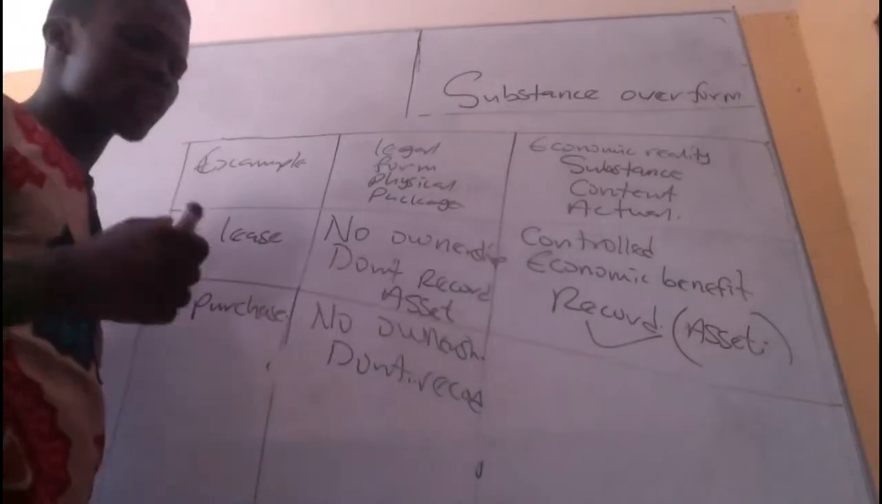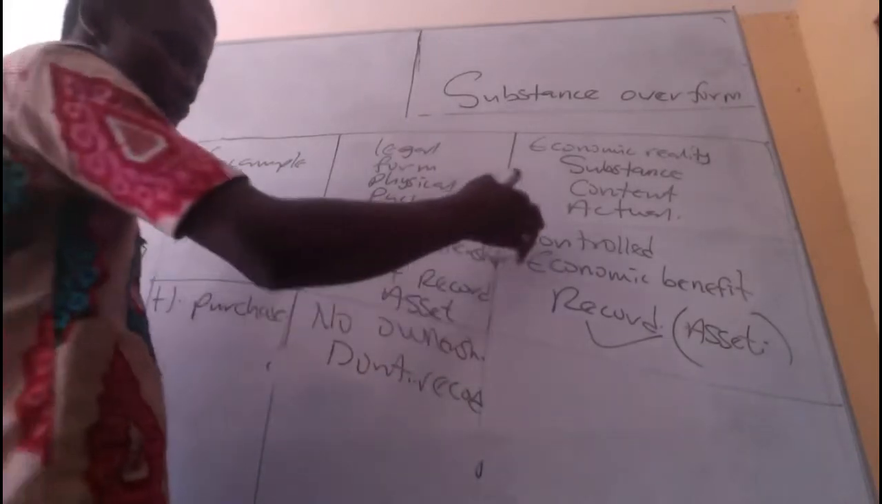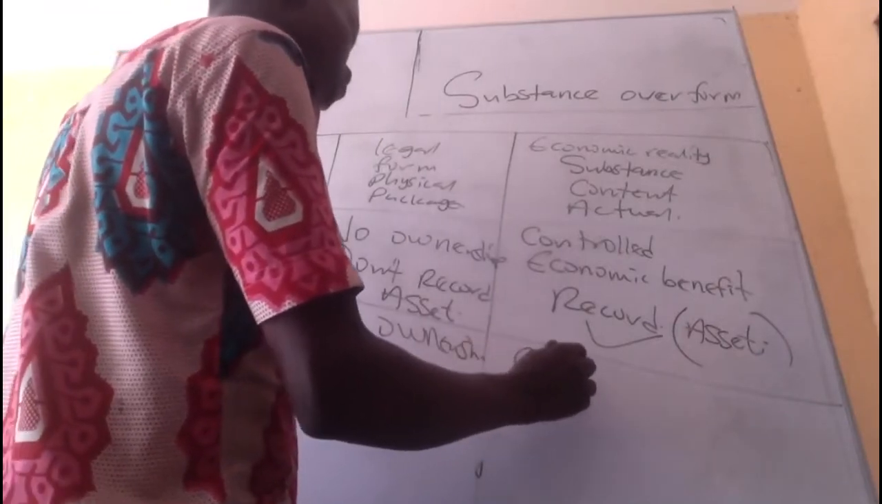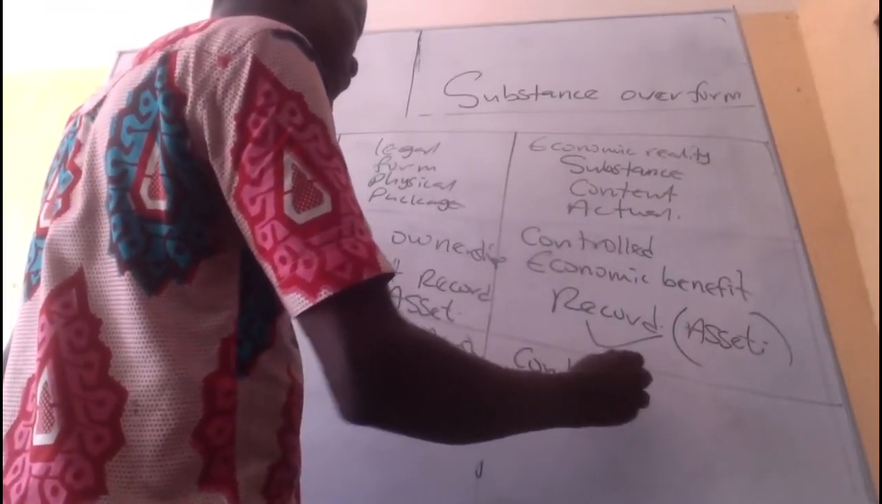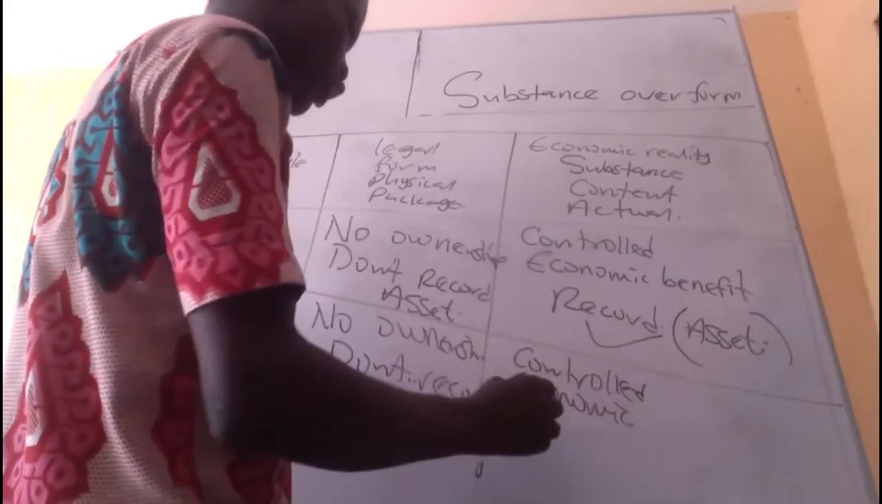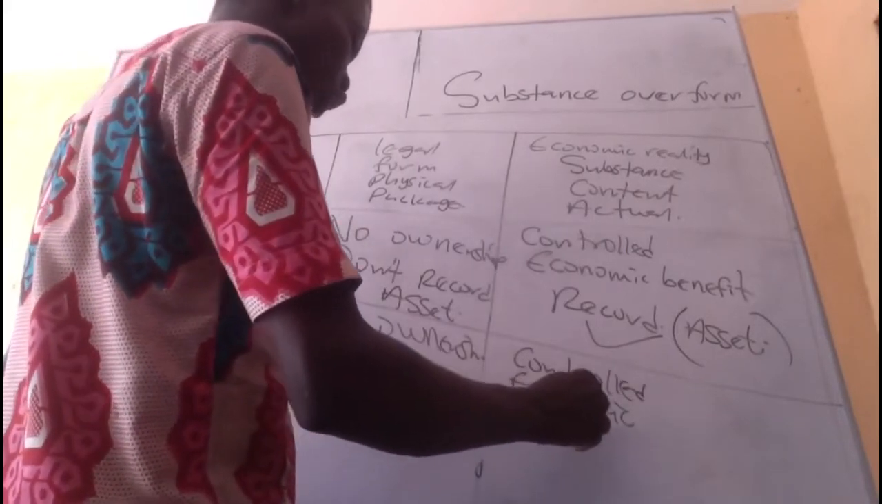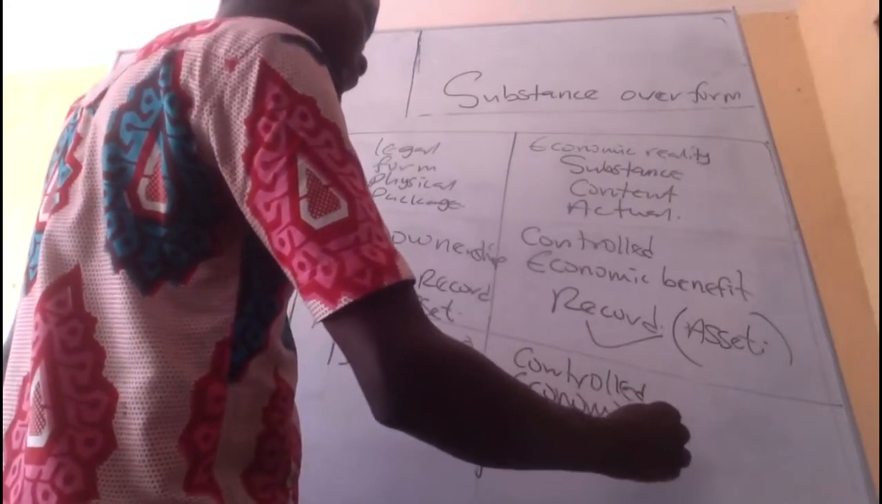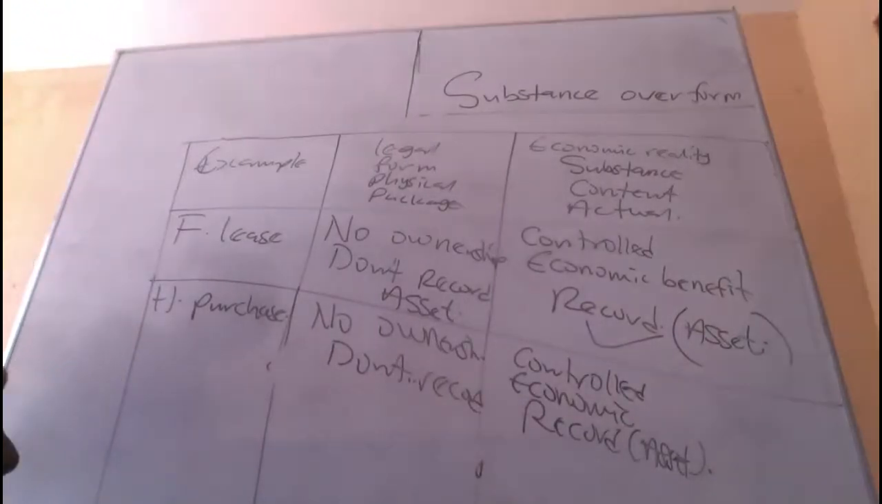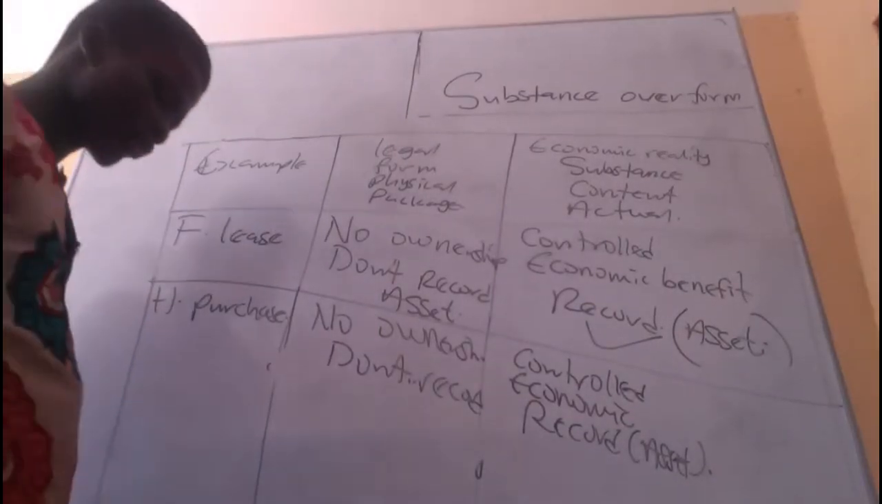But let's see, who enjoyed the asset? Who is using it? So economic benefit is moving here. We control the asset. The asset is in our book. So control is still there. Economic benefit is also there. So therefore, we have to record an asset. We call it hire purchase asset. So we have to record the asset. I hope you get that.